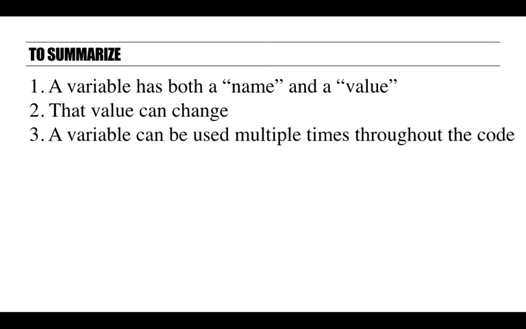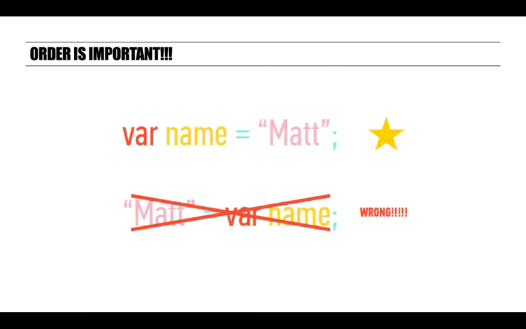Okay, so to summarize, a variable has a name and you have to give it a value. The value can change and you can use a variable multiple times throughout your code, which is nice. So order is important. So first you have to make the variable and then you're going to set it. You're not going to want to have your value and then just set it equal to something.